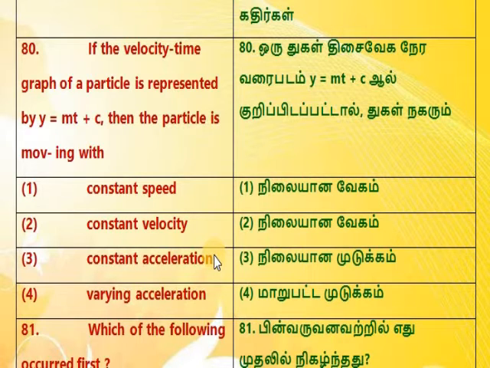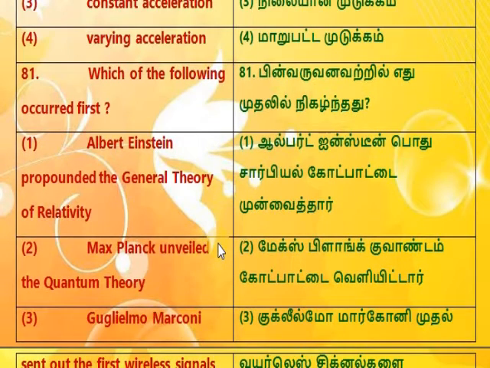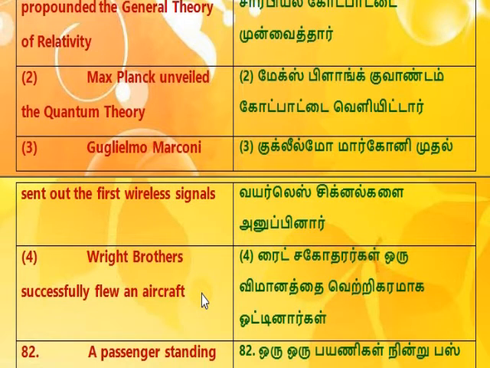81. Which of the following occurred first? 1. Albert Einstein propounded the general theory of relativity, 2. Max Planck unveiled the quantum theory, 3. Guglielmo Marconi sent out the first wireless signals, 4. Wright brothers successfully flew an aircraft.